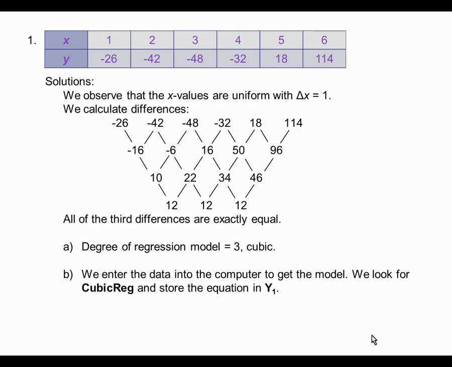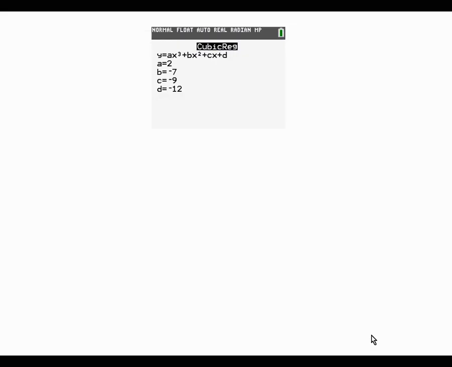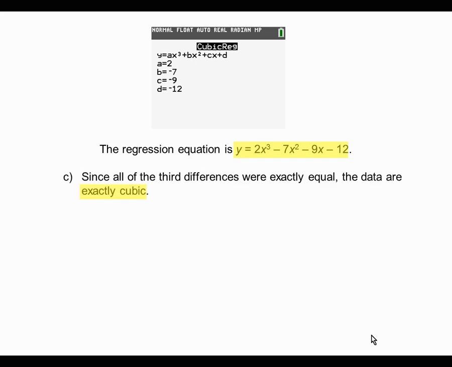So let me get caught up here on my slides. And there's your model. Y equals 2x cubed minus 7x squared minus 9x minus 12. Now again, if you cannot store the regression equation in your y1, you would key that into your y1. Remember, it was exact. So that was question C. Since all of the third differences were exactly equal, remember they're all 12, the data are exactly cubic.